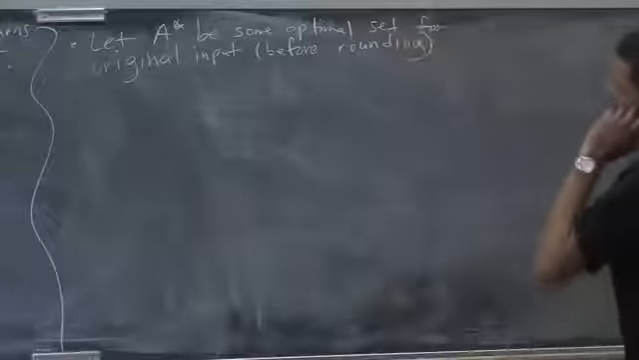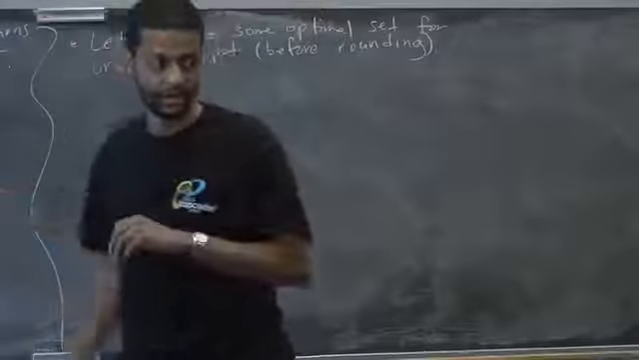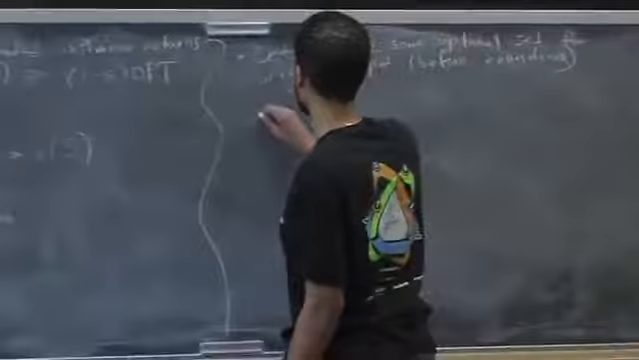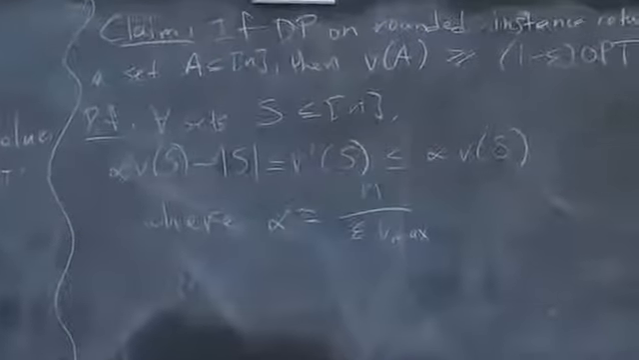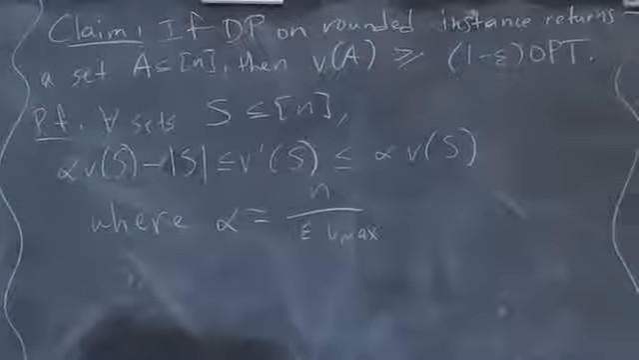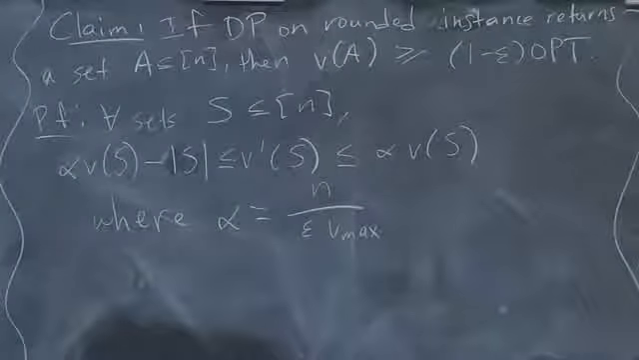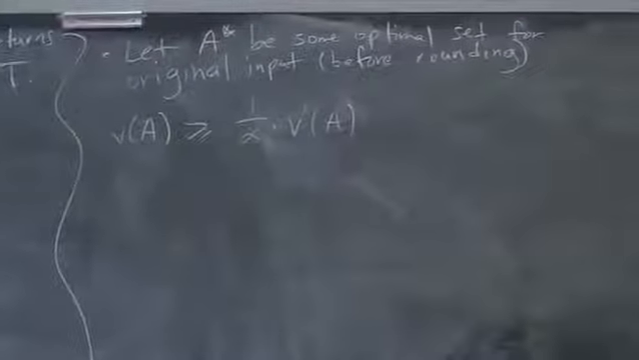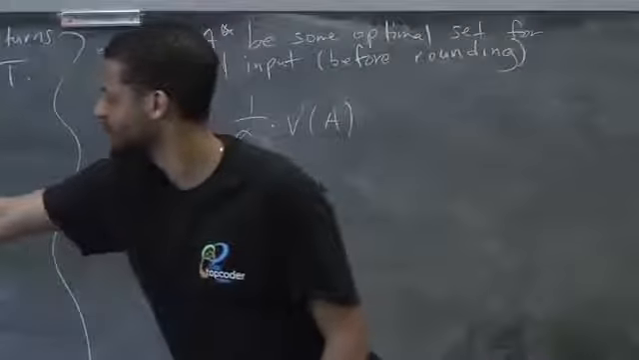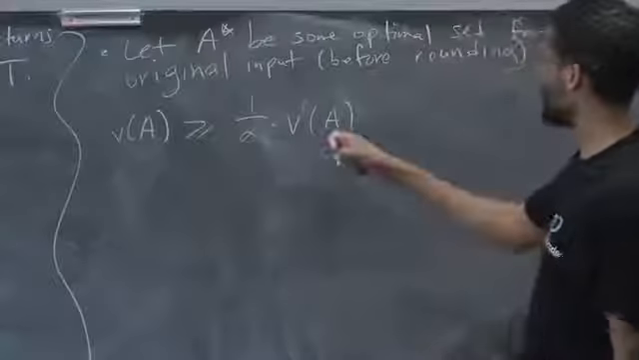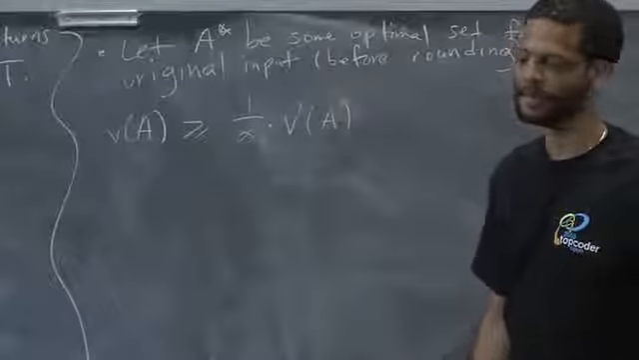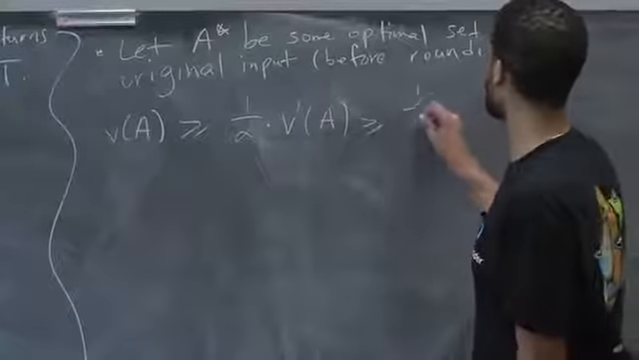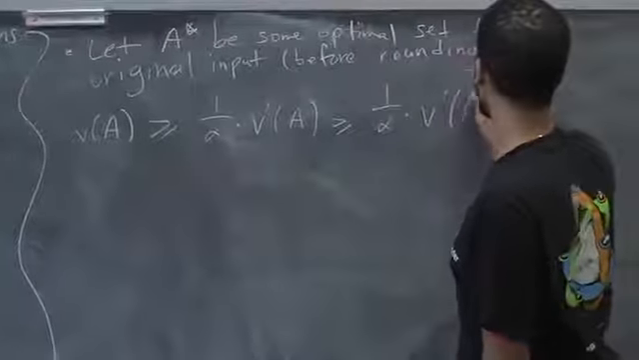What do I want to show? I want to show a lower bound on the value of A. What do I know? Well, I know that the value of A is at least 1 over alpha times the value prime of A. That's just that inequality here. And then I know that A is the optimal solution to the new valuations. So this is certainly at least 1 over alpha times V prime of A star.